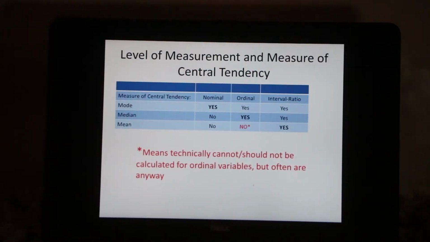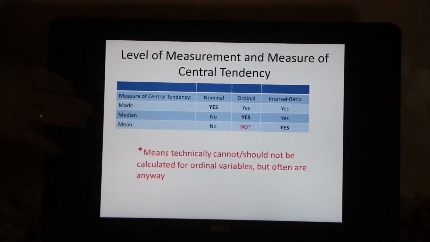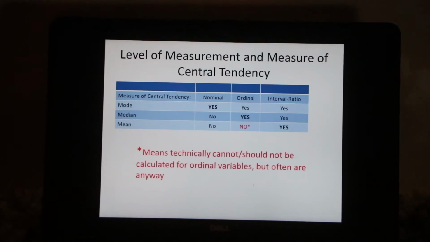Okay, so this is the chart that you all have to fill in, and here it is filled in. So in bold are the situations where you have a measure of central tendency and where it's most appropriately used.